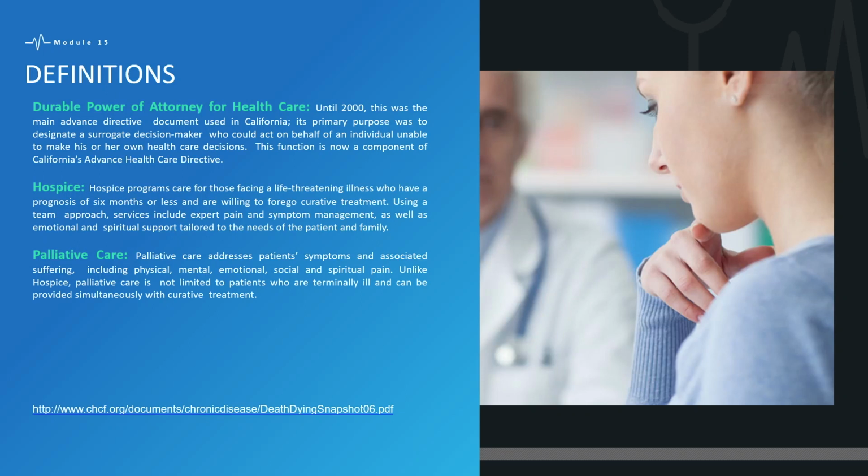Durable power of attorney for healthcare. Until 2000, this was the main advanced directive document used in California. Its primary purpose was to designate a surrogate decision maker who could act on behalf of an individual unable to make his or her own healthcare decisions. This function is now a component of California's Advanced Healthcare Directive.